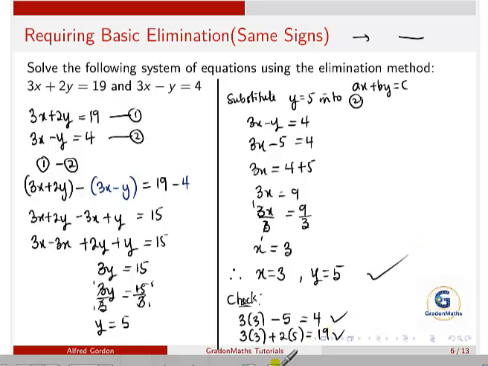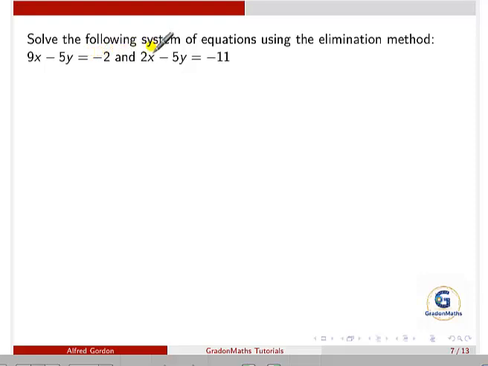Let's try one more example. Here you have to solve the system of equations using the elimination method. Let's check: are they already in standard form? Yes, it's in standard form. We have 9x minus 5y is equal to negative 2. Let's name this equation 1. And we have 2x minus 5y is equal to negative 11. This is equation 2.